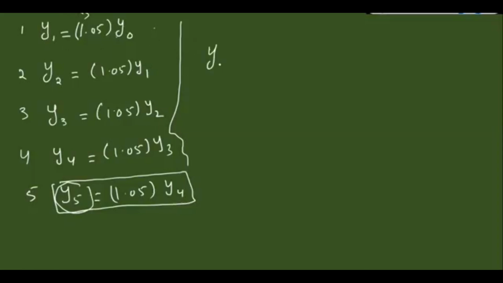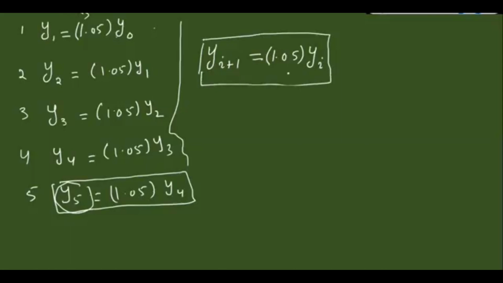yi plus 1 is equal to 1.05 times yi. If I write it like that, I can clearly understand that this mathematical equation represents a difference equation, as it relates yi and yi plus 1, and this is also linear. Why? Because every coefficient is constant. And it is first order. That's the interesting part.